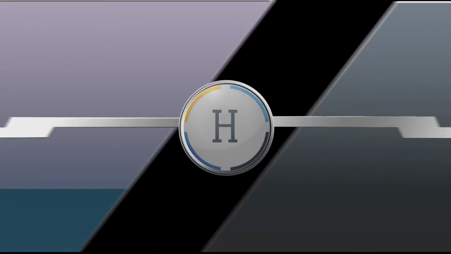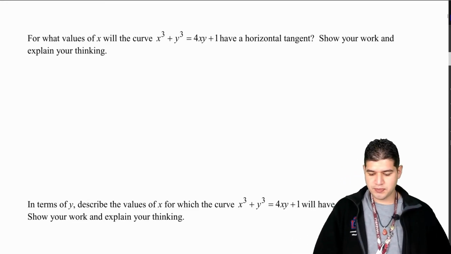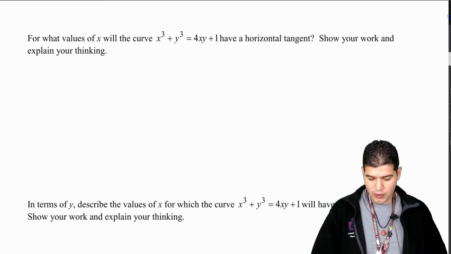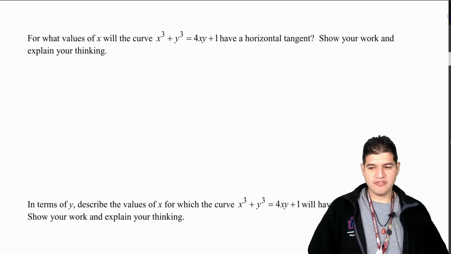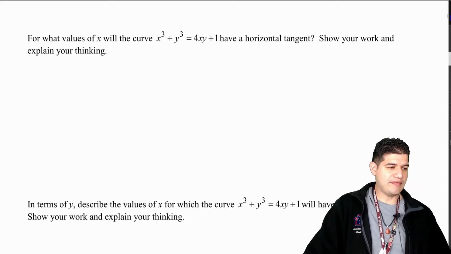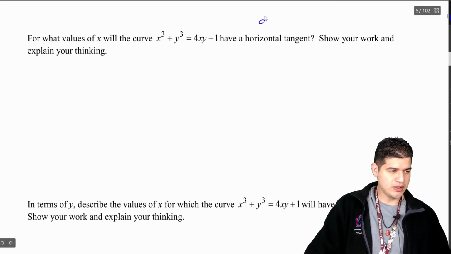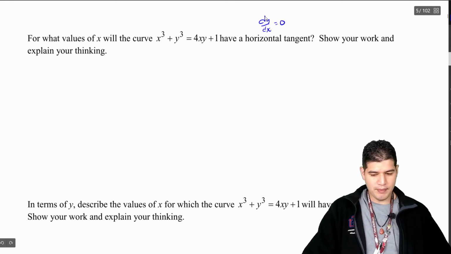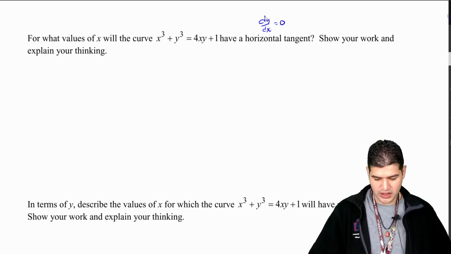I do want to make a note that before you start doing any of these problems, you should probably get a calculator for a couple of them. What we're going to do is find what values of x the curve will have a horizontal tangent. With a horizontal tangent, remember you want dy/dx to equal 0. And we're going to show our work and explain our thinking.